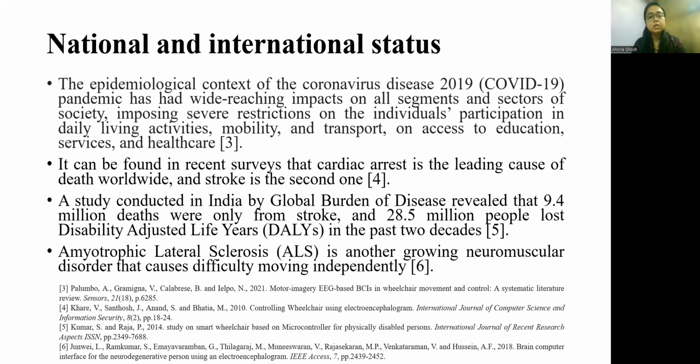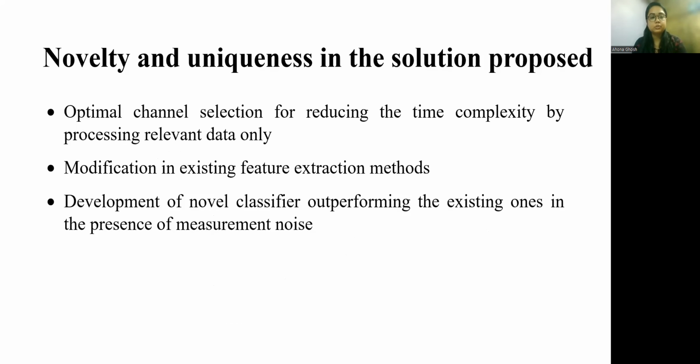accordingly. So this is the national and international status from where I came to know that the problem is severe and various people suffer from stroke, disability adjusted life years, etc. So there the motivation behind the work lies. Novelty is to improve the existing methods by some modification or proposing some novel classifier.